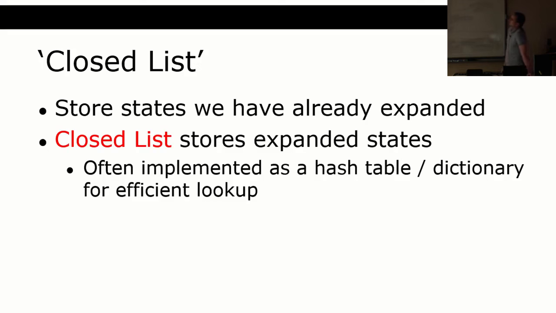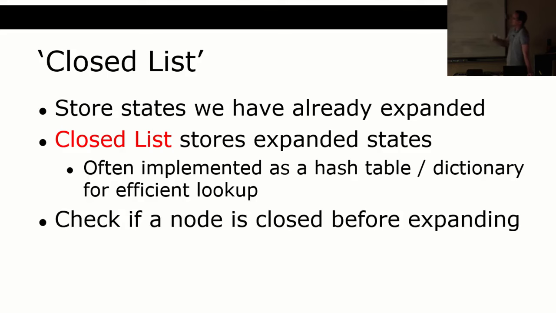So the closed list stores expanded states, not nodes, but states. It is often implemented as a hash table or a dictionary for efficient lookup, but we could just have a vector of all the possible things that we've seen. And so what we're going to do is just check to see if the state of a node is in the closed list before expanding it.